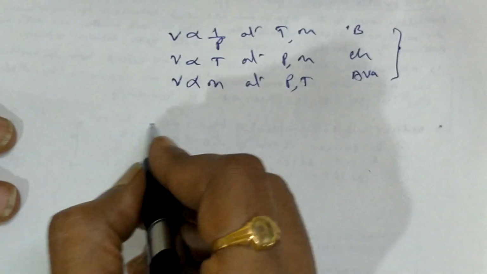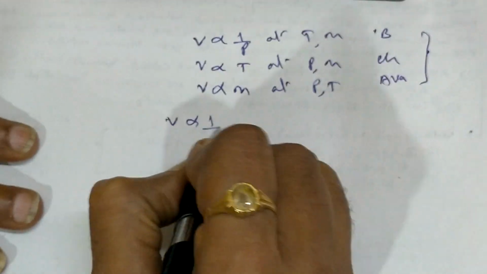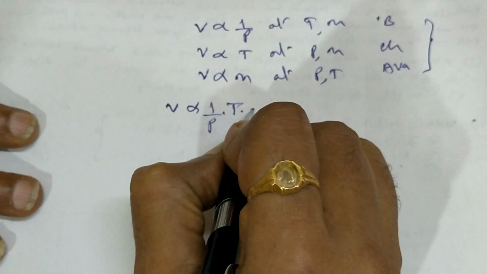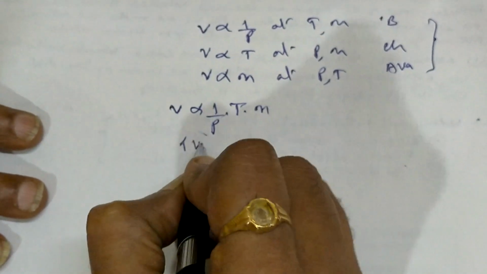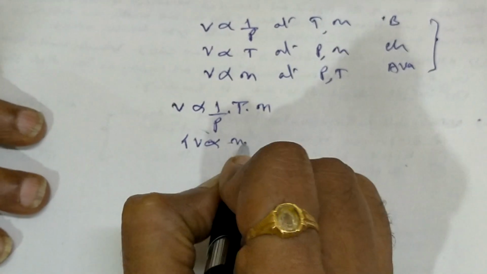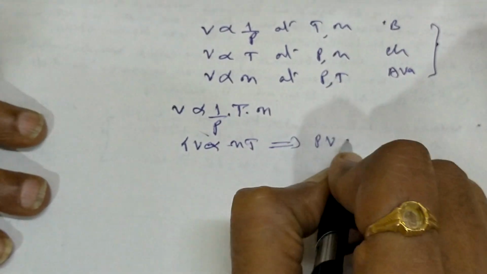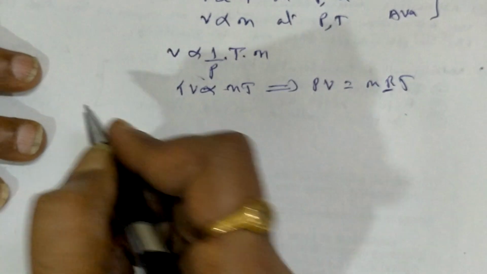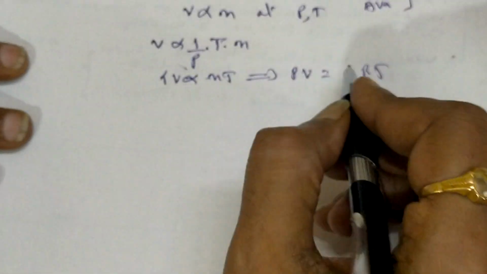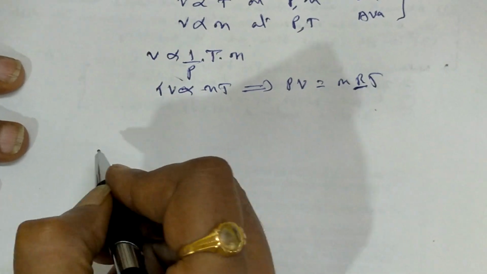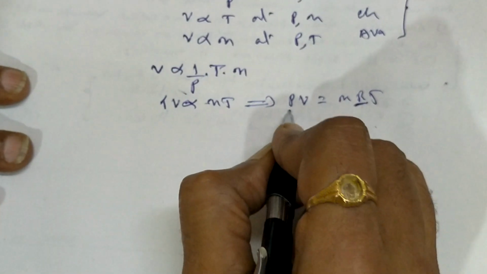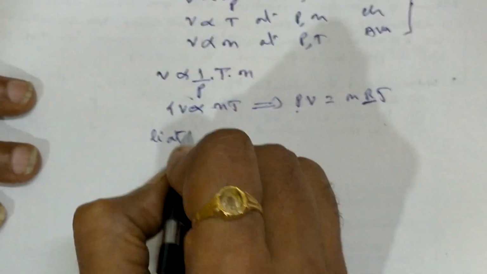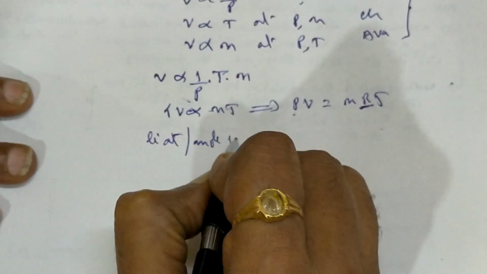If you see these three, we can write V is proportional to 1 by P, directly proportional to T, and directly proportional to n. So PV is proportional to nT, which is nothing but PV equal to nRT, where R is the universal constant. This is called the ideal gas equation or universal gas equation. Now we will see the units of R. Units of R equal to PV by nT, where P is in atmosphere, V is in liter, n is in mole, and T is in Kelvin.